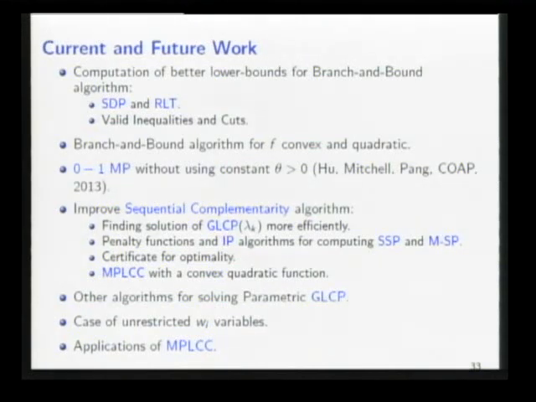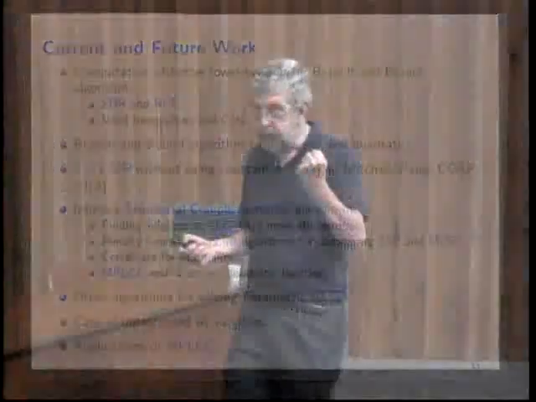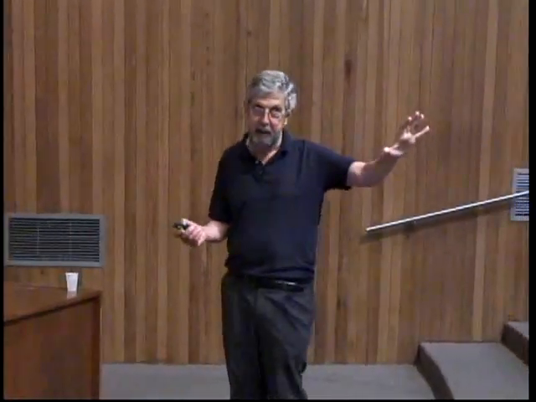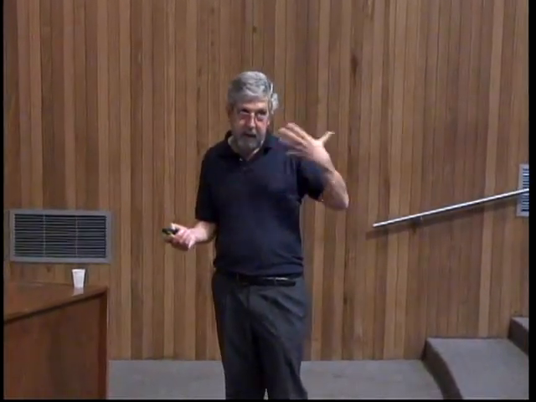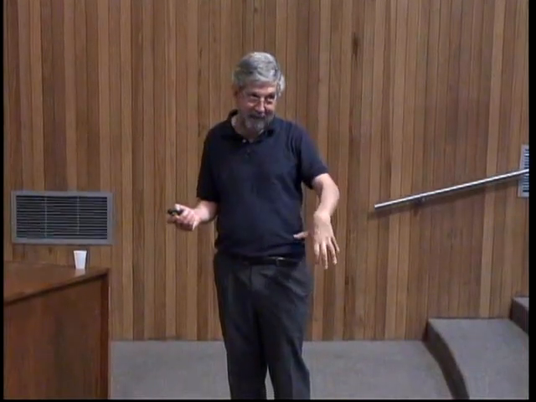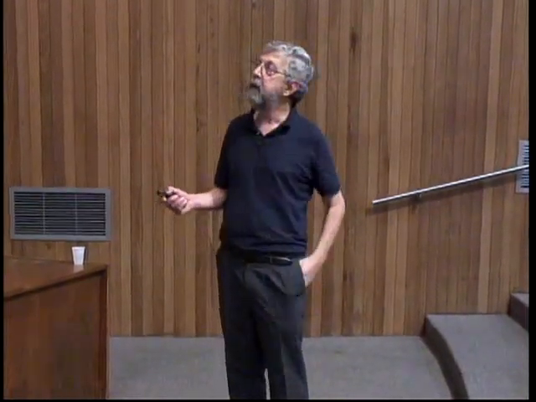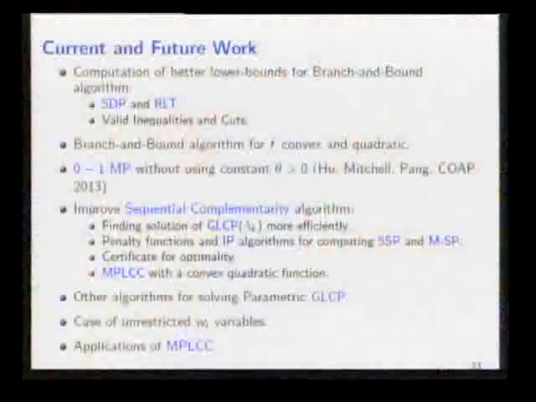Okay, so current and future work: computing better lower bounds for the branch and bound algorithm, SDP and RLT, and valid inequalities and cuts. I have been working more on RLT, but one interesting thing, believe me, is my suggestion: if you want to solve the problem, just apply SDP at the beginning and forget about branching. This is my experience, because SDP usually does not improve as you go down. This is my idea. But RLT is better in a certain way.